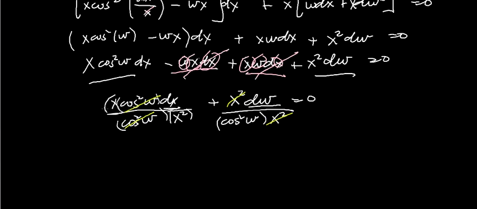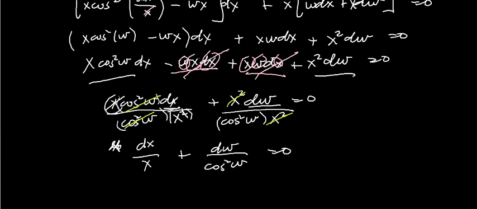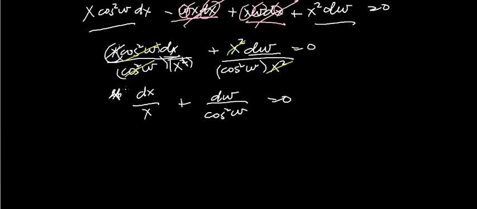We can also cancel this out. We have dx all over x plus dw all over cosine squared w is equal to 0. Then our next step is to integrate both sides. The integral of this is just ln of x.